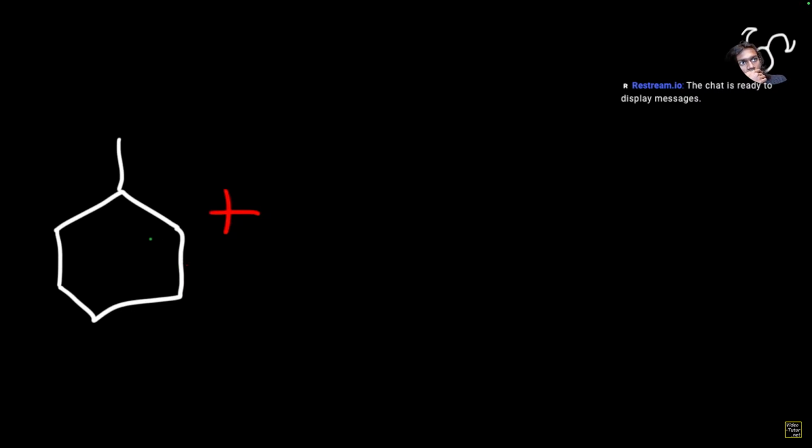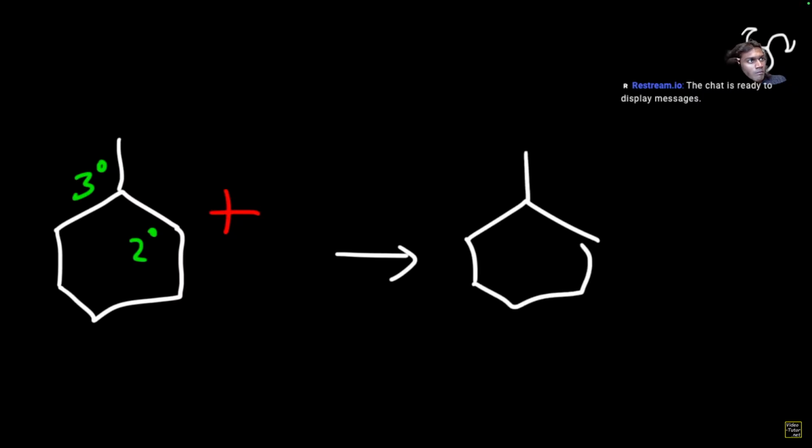Now, there's one other type of reaction that you need to be aware of. So let's say we have a secondary carbocation. The reason why it's secondary is because the carbon that bears the positive charge is attached to two other carbon atoms. Now, notice that the secondary carbocation is adjacent to a more substituted tertiary carbon. Whenever you see that, a rearrangement will occur. And the reason why the rearrangement occurs is to form a more stable carbocation intermediate. Tertiary carbocations are more stable than secondary ones. And so this is a carbocation rearrangement.